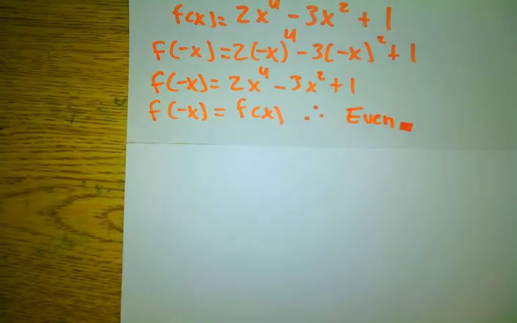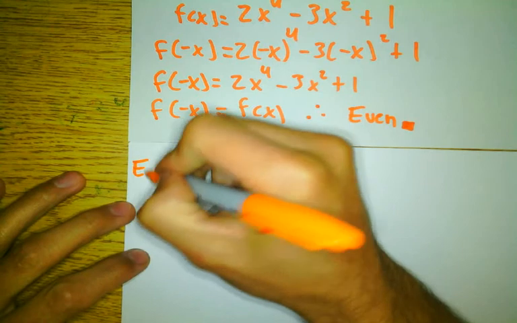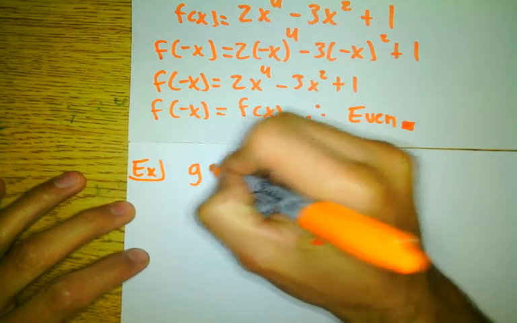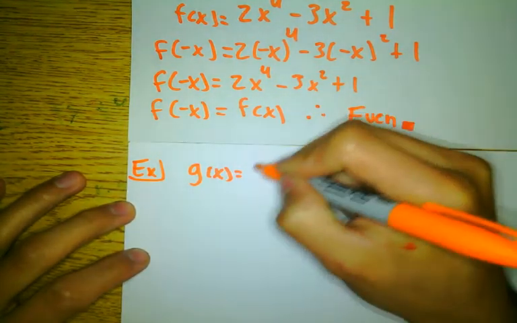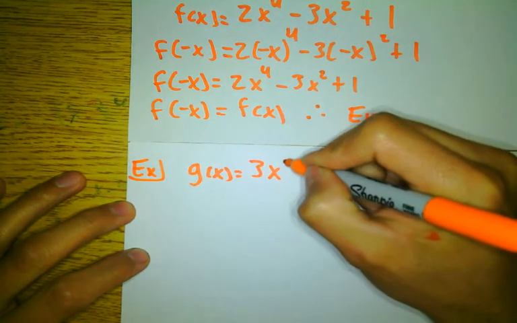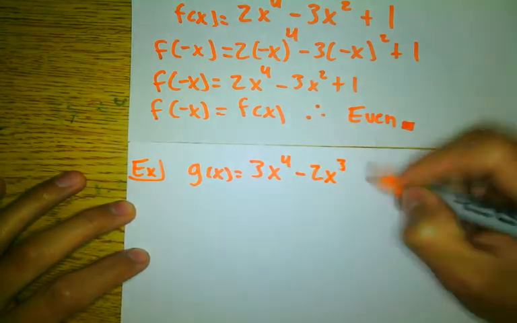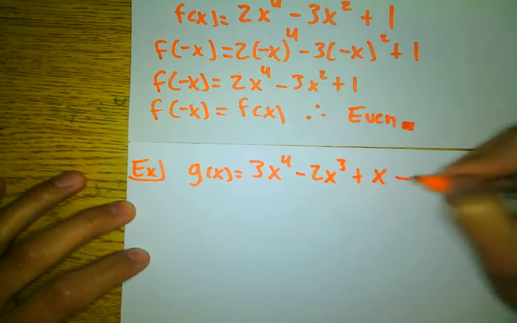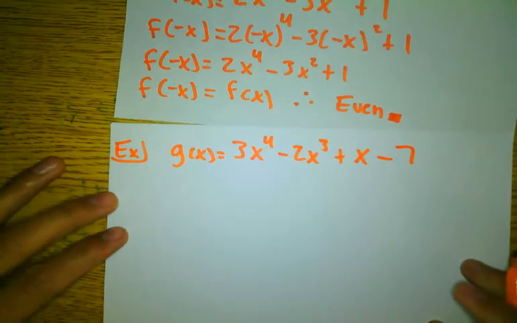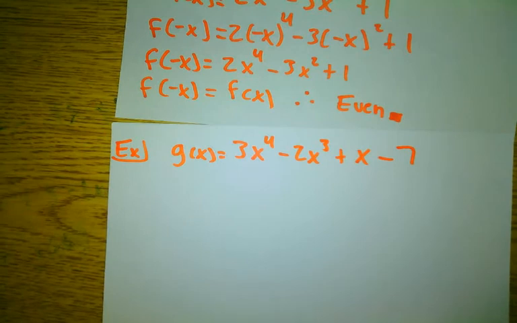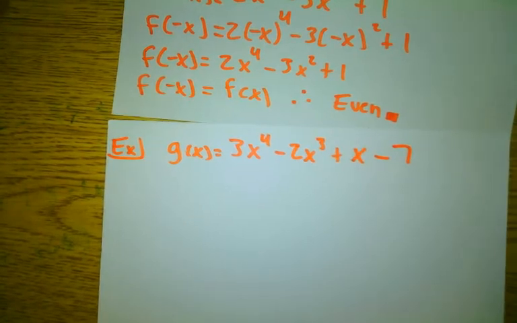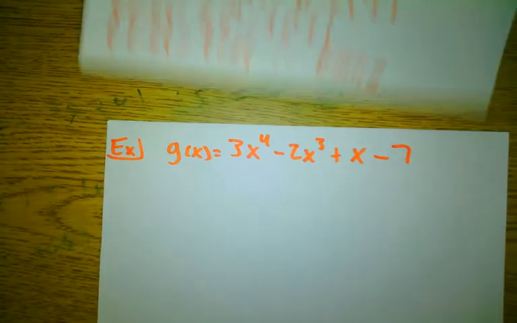So example number 2. Let's say that g of x is equal to 3x to the power of 4 minus 2x to the power of 3 plus x minus 7. Are we good? Okay. Same instructions, so I don't have to write them again. Determine whether it's even or odd algebraically. Okay? All right. Walk me through it. What do I do?